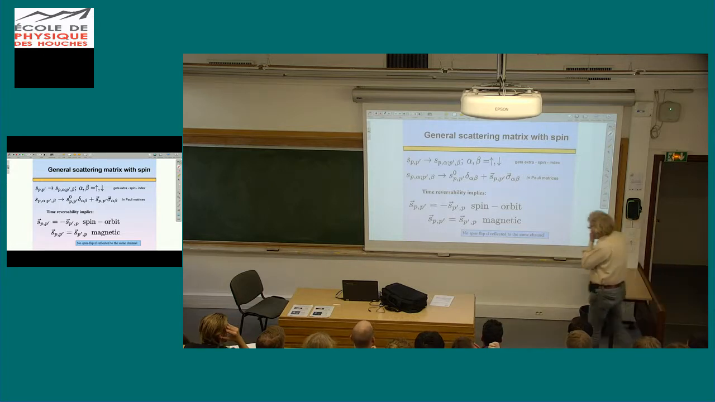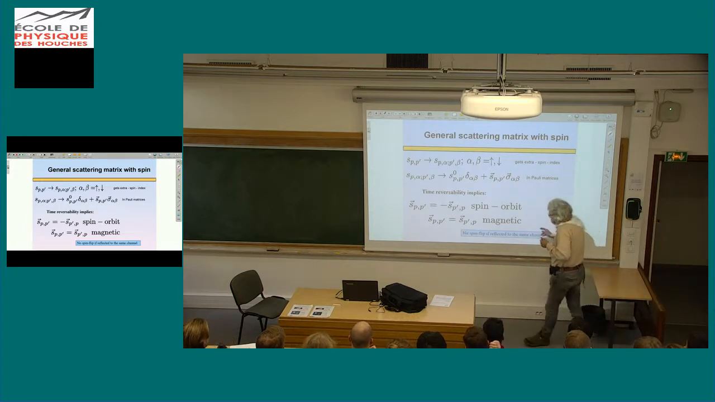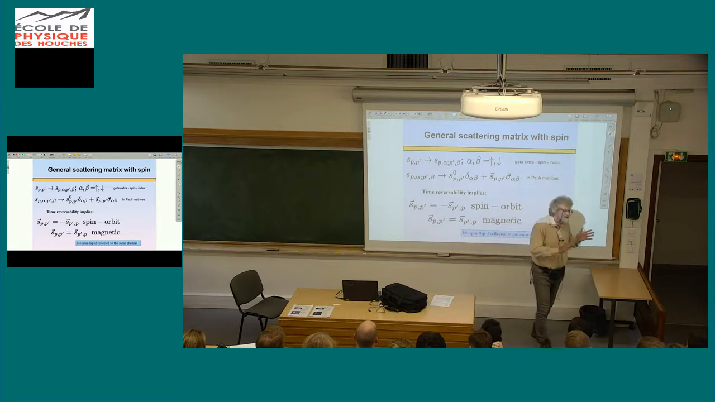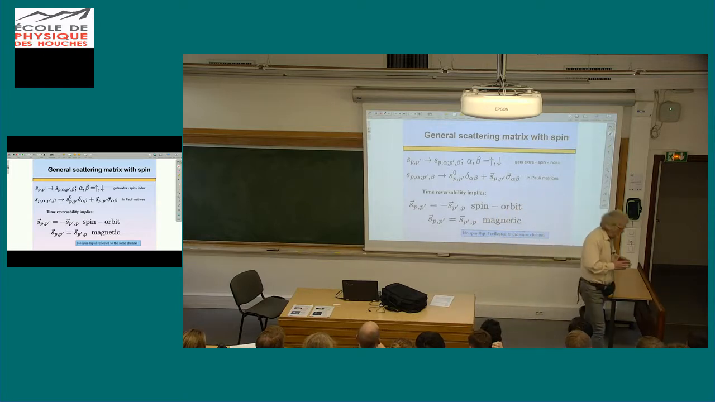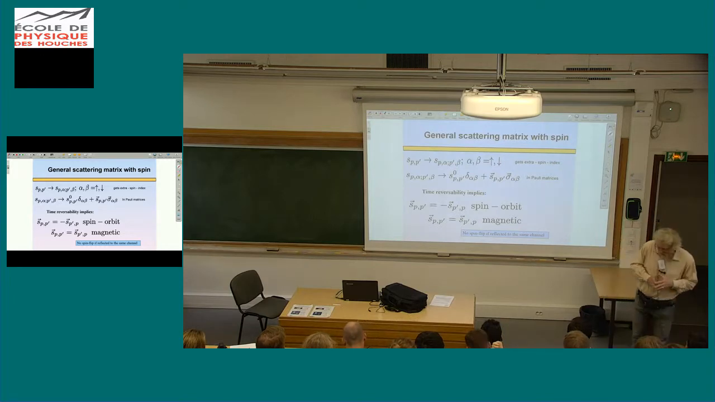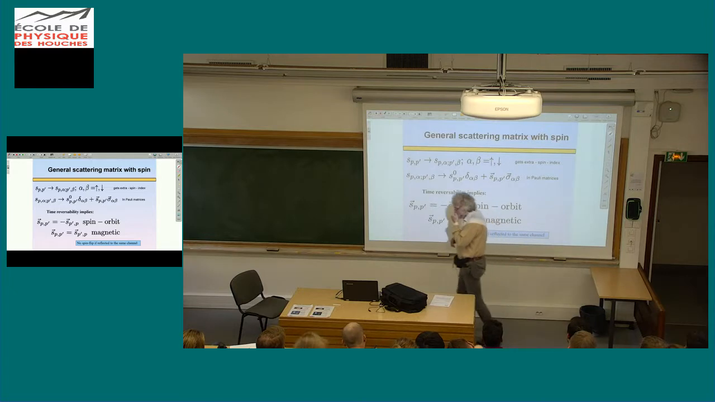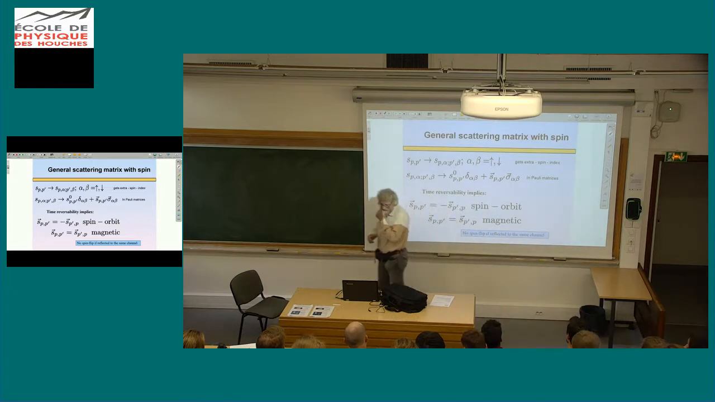Good. In magnetic field, the symmetry is the same, but in this case, everything is polarized along the magnetic field, and there is no spin flip. There are different scatterings for different spin directions. Okay, that's general scattering matrix in the presence of spin.